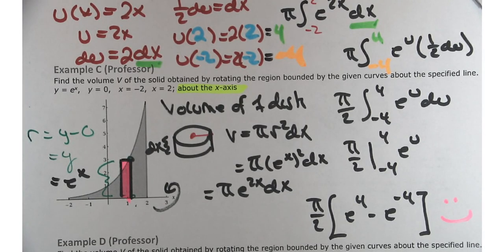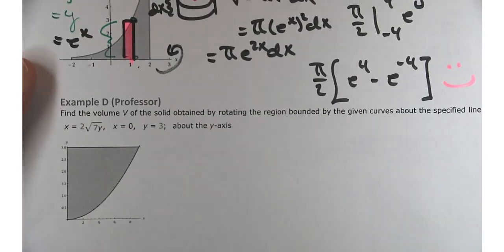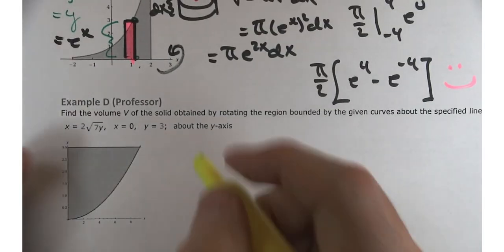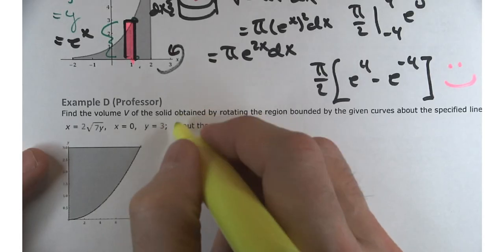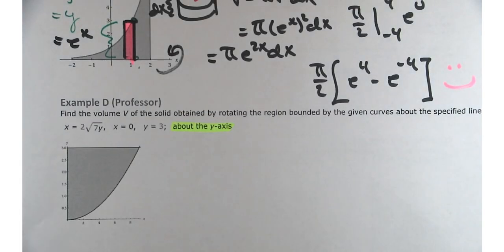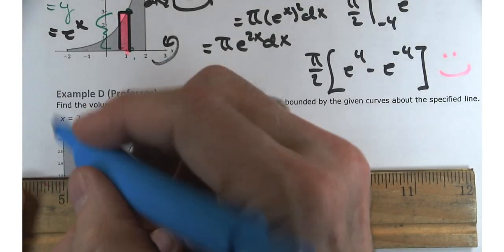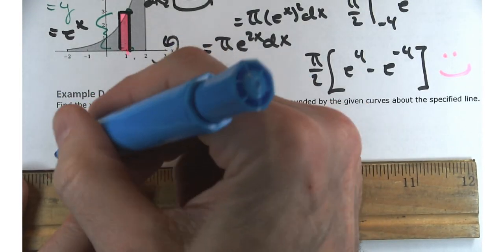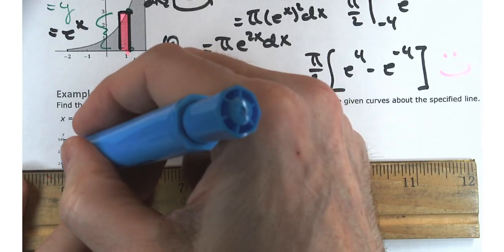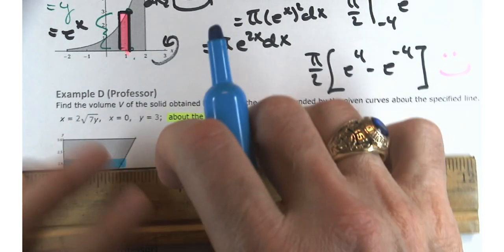What's different about example D? Rotating around the y-axis. Yeah, rotating around the y-axis. So, all right. Let's see. What kind of a slice am I going to take this time? Yeah, I'm going to take a dy slice. So let's rotate around the y-axis in this case. A dy slice.